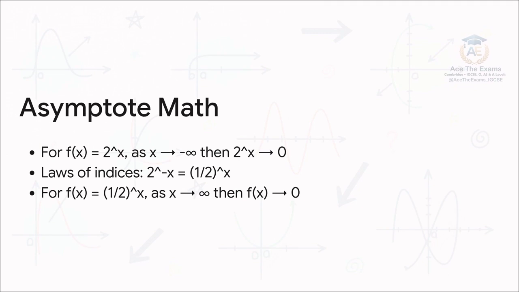Why? Well, applying the laws of indices, 2^(-x) is the exact same thing as (1/2)^x. And think about it. Taking half of a half of a half forever gets you incredibly close to 0, but you'll never actually reach absolute 0. That mathematical reality is what creates that horizontal asymptote right on the x-axis.